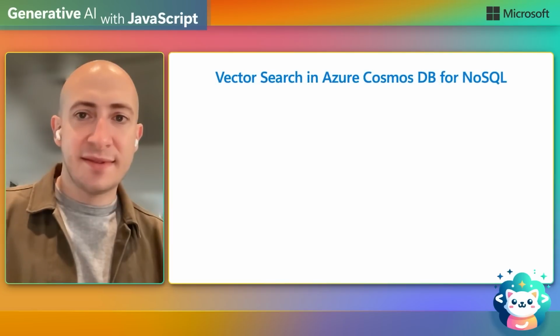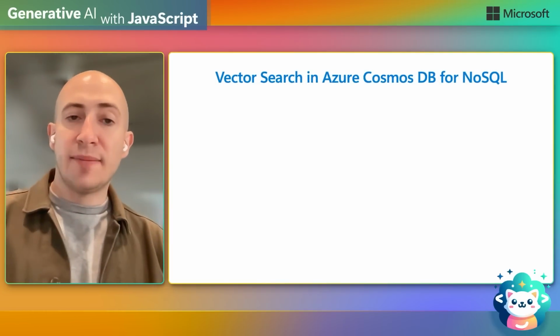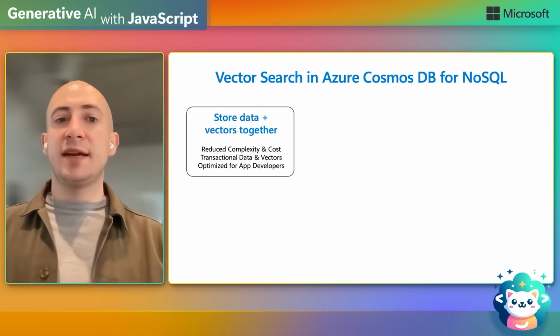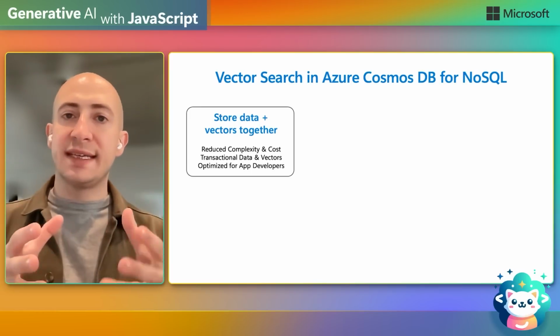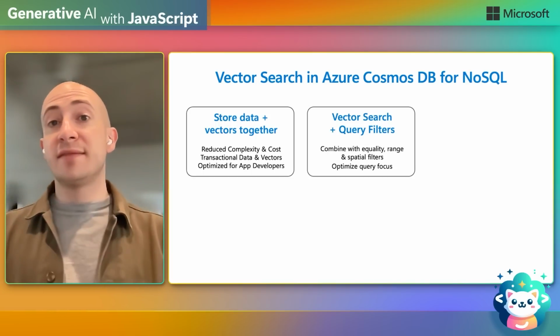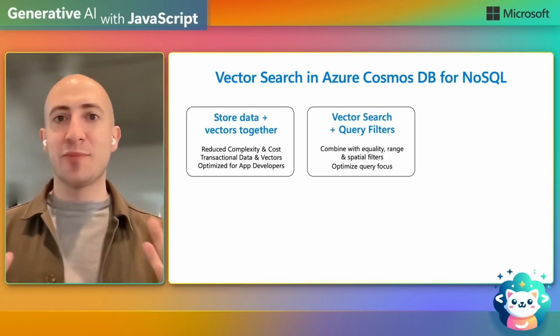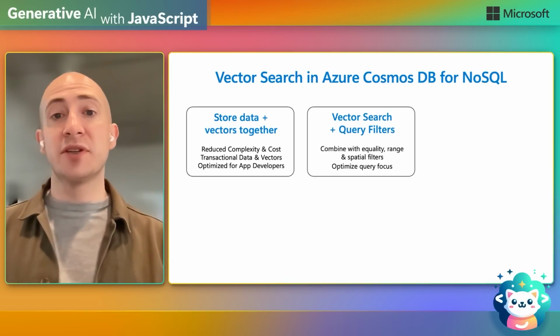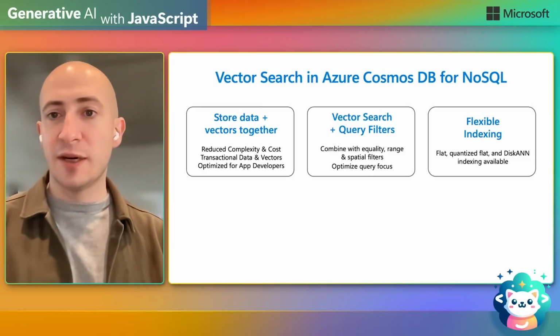Okay, so I mentioned that we have vector search in Cosmos DB, right? So we can store our data and our vectors together in one database, in one data item, that reduces our complexity and overall cost of our AI applications. Not only can I do vector search, but I can also apply any of the existing query filters that we support in Cosmos DB's NoSQL language today, right? So any sort of equality or range query filters I can use as well.